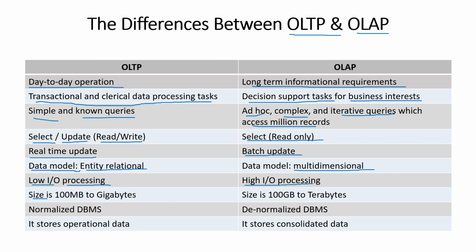OLTP size is 100 megabytes to gigabytes. OLAP size is 100 gigabytes to terabytes. OLTP is normalized DBMS. OLAP is denormalized. OLTP stores operational data. OLAP stores consolidated data.